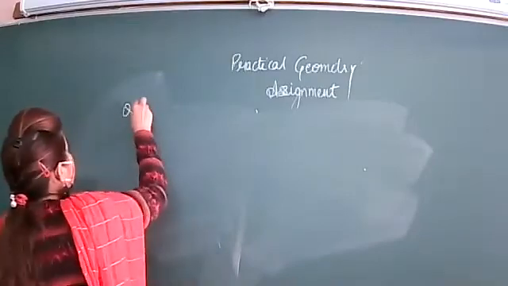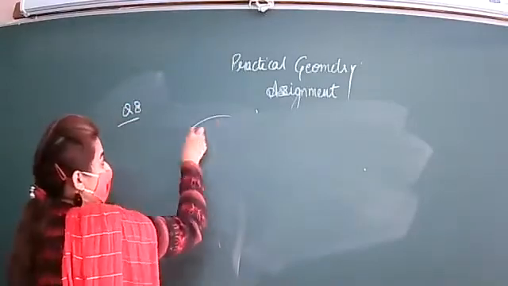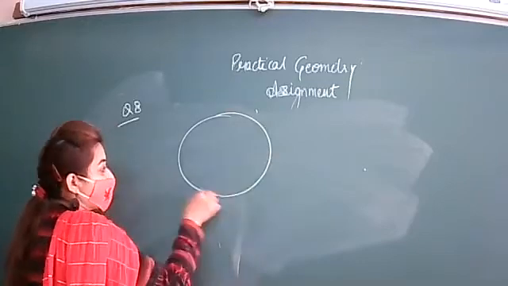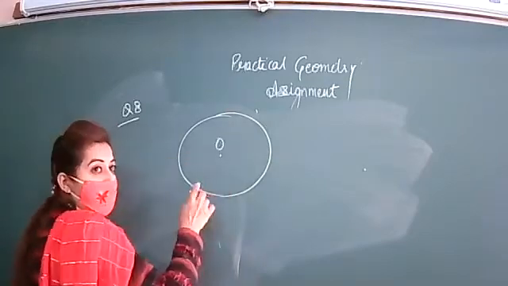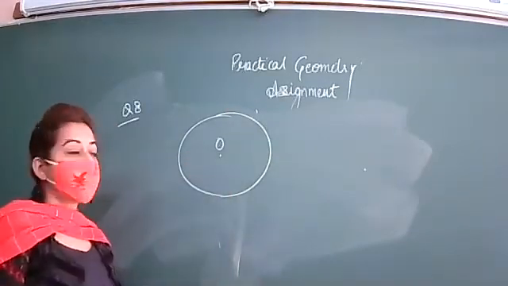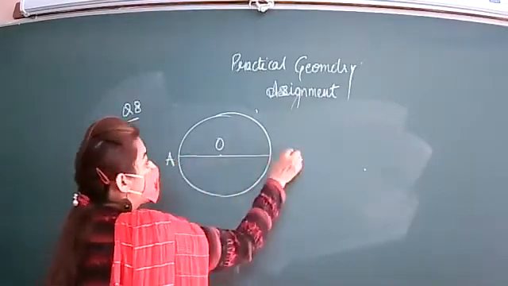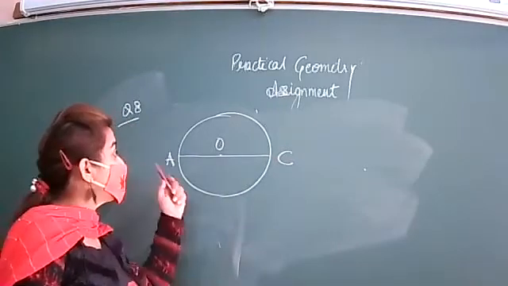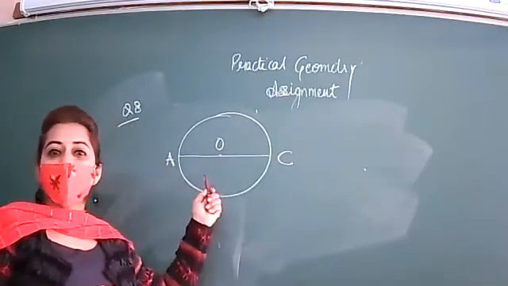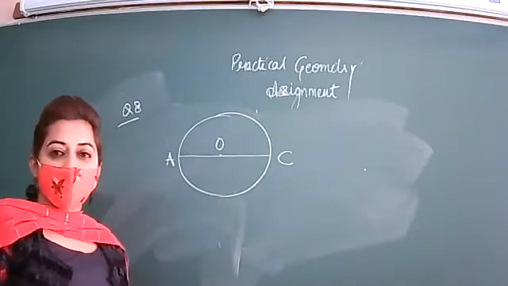Firstly, for this, you will draw a circle of radius 3 centimeter. Mark the center as O. Radius is 3 centimeter. Then you will draw a diameter. Its name is AC. Can you tell me the length of this diameter? 6. Yes.